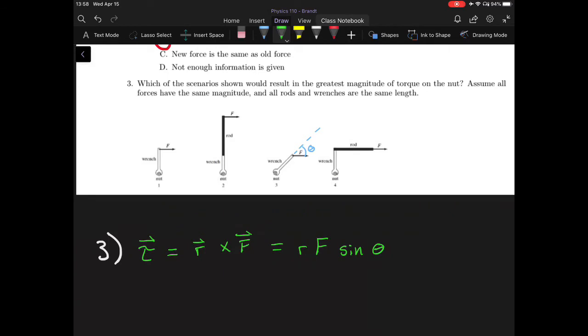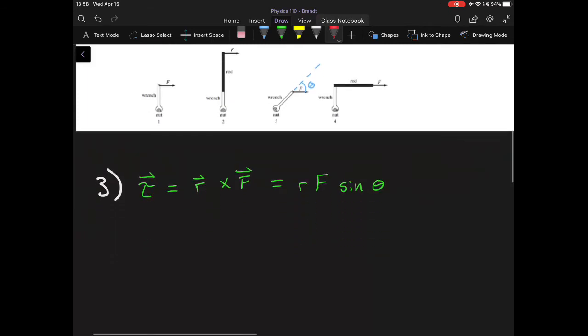sine of theta if we're applying that force at some angle, and it's the angle between the force and the radius. So in each of these cases, we've got some R. Well, let's take a look at these here. So in case one, we've got the torque is going to equal the radius of the wrench.